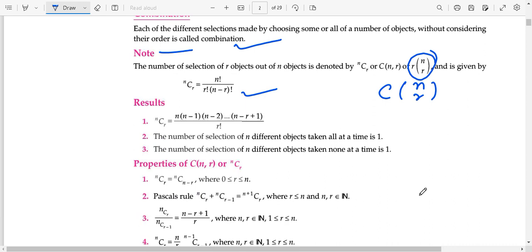The result is nCr = n(n − 1)(n − 2)...(n − r + 1) / r!. The number of selections of n different objects taken all at a time is 1. The number of selections of n different objects taken none at a time is 1.